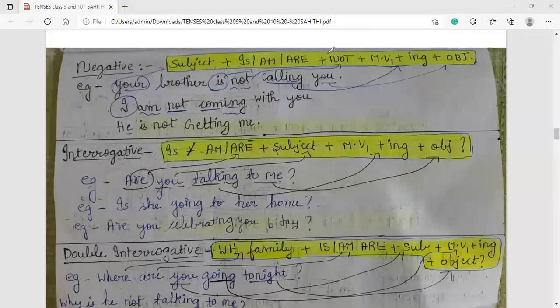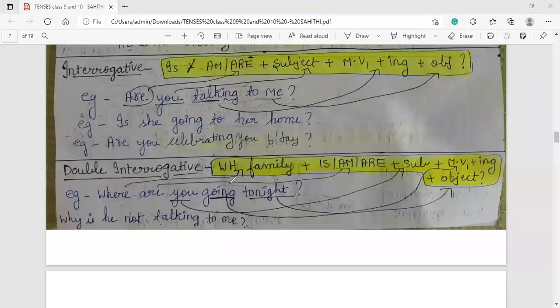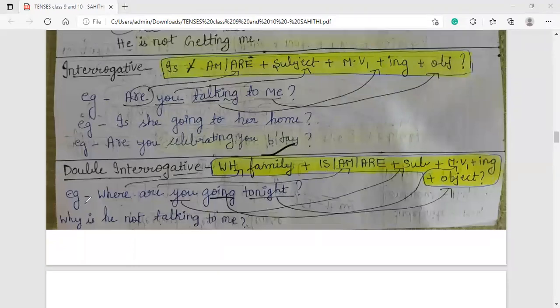The last double interrogative thing, that is WH family plus where are you going tonight? Where comes under the WH family. Are is the helping verb. You is the subject. Going is the main form of verb plus ing. Tonight is the object. Next, why is he not talking to me?